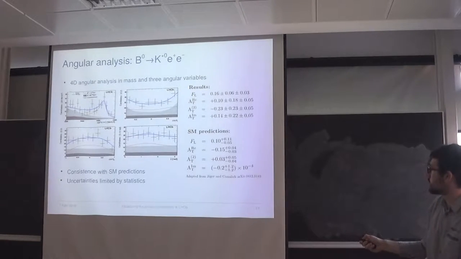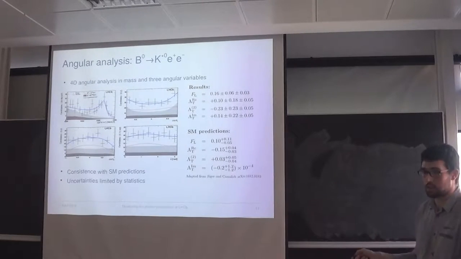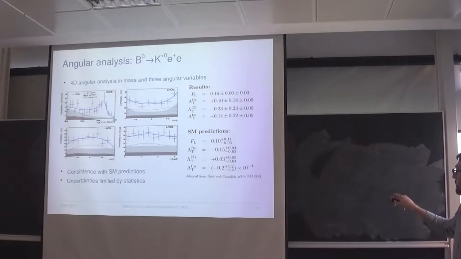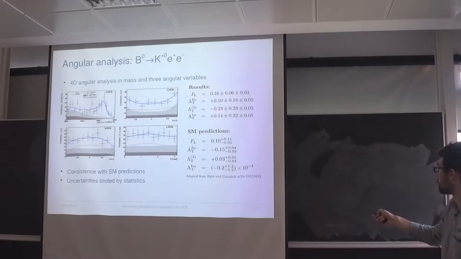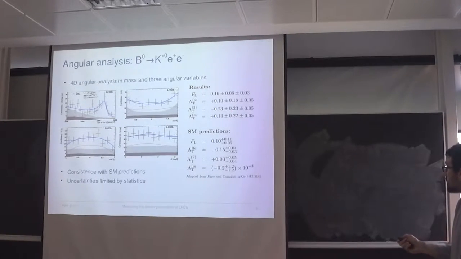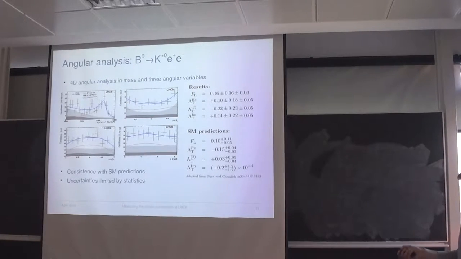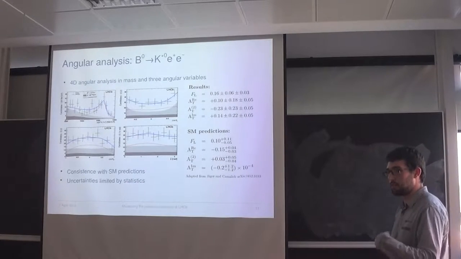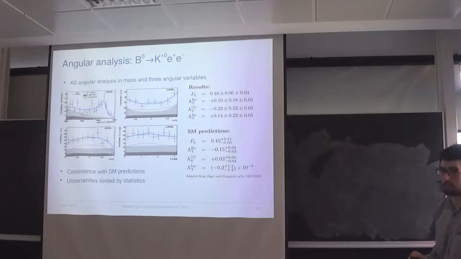Okay, so in this analysis, you can do it in four dimensions, in mass and in the three angular variables, and fit all the parameters. These are the two interesting ones. And you can see also here the LHCb results and the standard model prediction. You can see here that -0.23 is compatible with the result, 0.14 plus minus 0.22 is also compatible with 0 here. So it is consistent with the standard model prediction at this sensitivity level, and the uncertainties are limited by statistics, so we can improve this limit with the next run of the LHC.